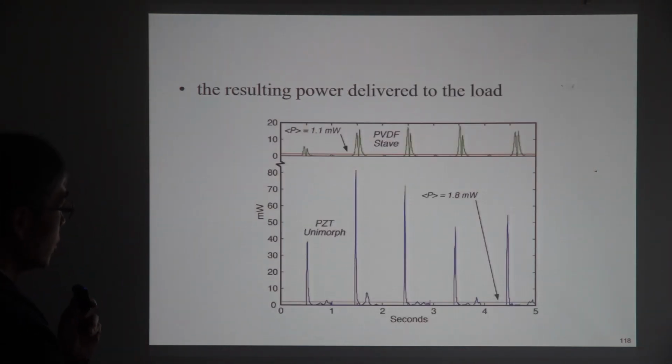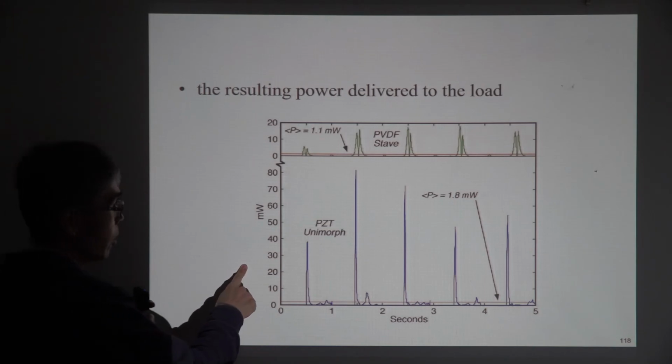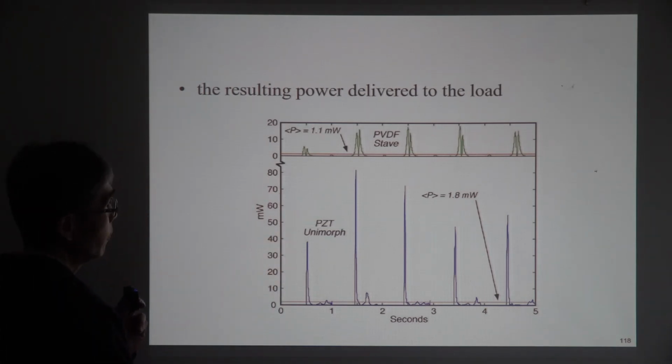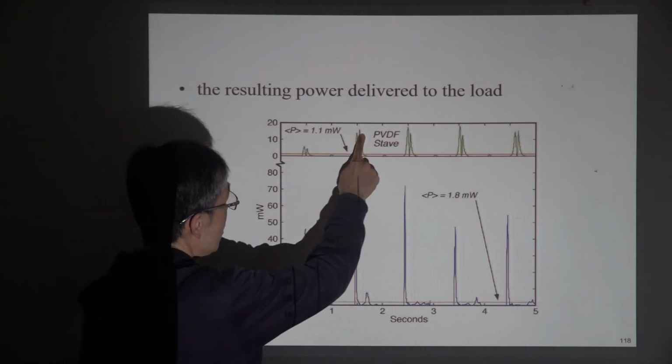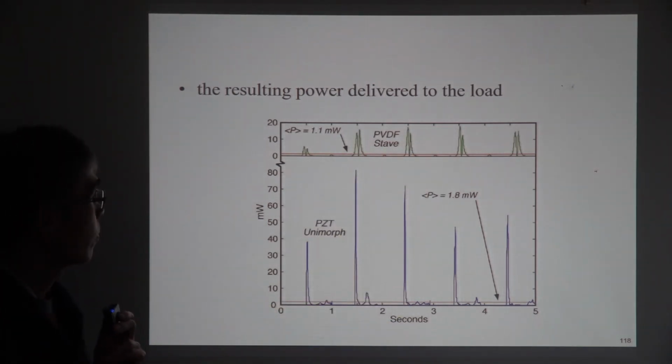And this figure is the power output versus time. So for PZT, it could have 80 milliwatts output power. For PVDF, we can have nearly 20 milliwatts power output.